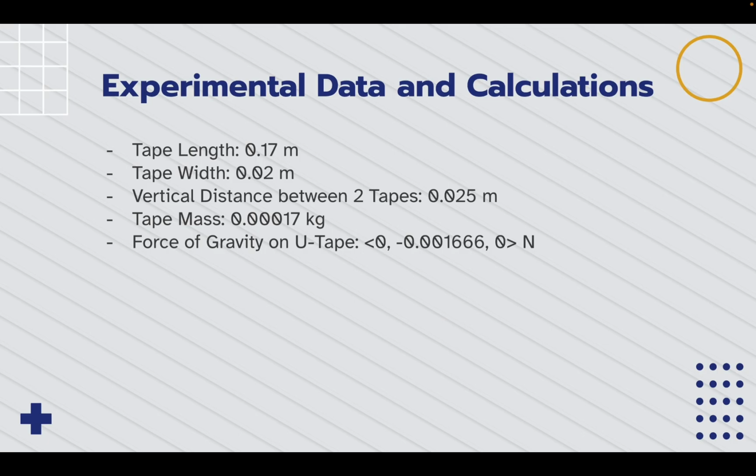Here we have some experimental data and calculations with the charged tapes. From these calculations, it is important to note the vertical distance between the two tapes is 0.025 meters. The tape mass is 0.00017 kilograms, and the force of gravity is the mass of the tape multiplied by gravity. Thus, the force of gravity on the U-tape is 0.0016 in the negative y direction. All relevant equations are noted, and the tape length and width were determined through measuring.